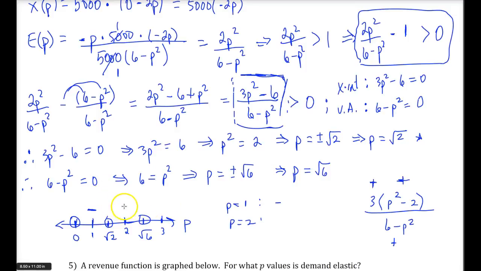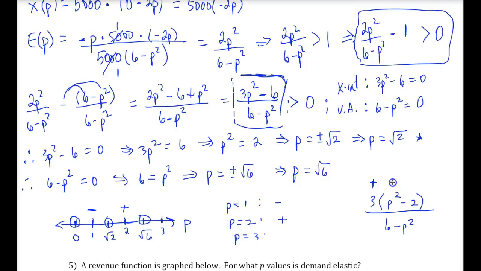For some reason my pen's not writing, but let's see if I can fix that. All right, so I think we got that fixed now. So that would be positive in between square root of 2 and square root of 6. So lastly, we would try when p is equal to 3. And when we do that, I'll just go ahead and erase this and erase that.